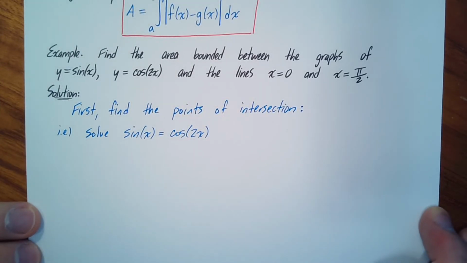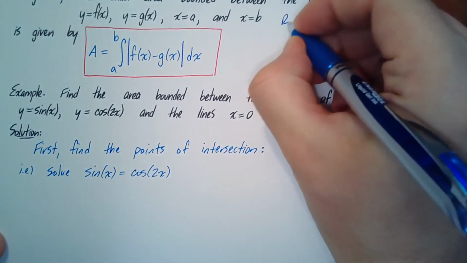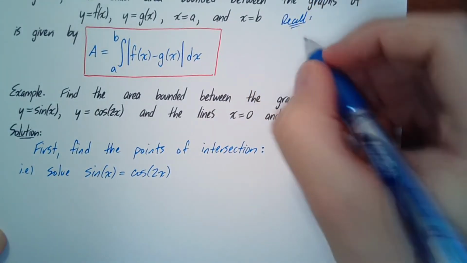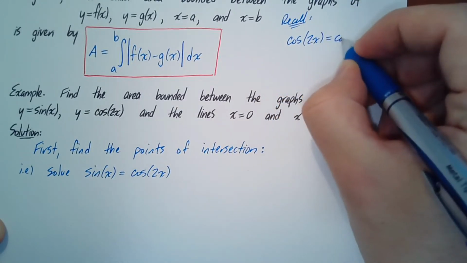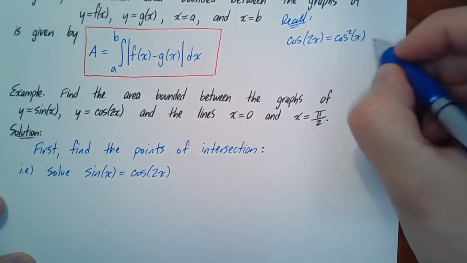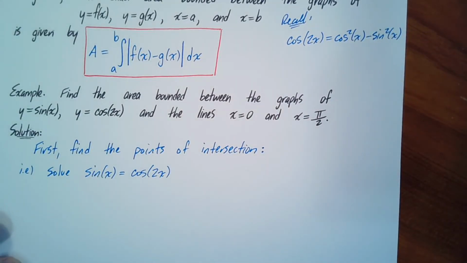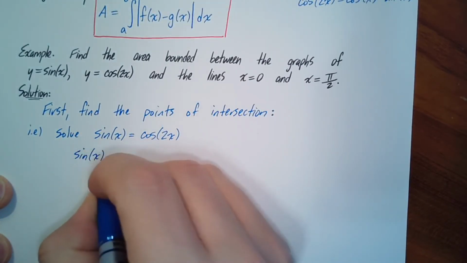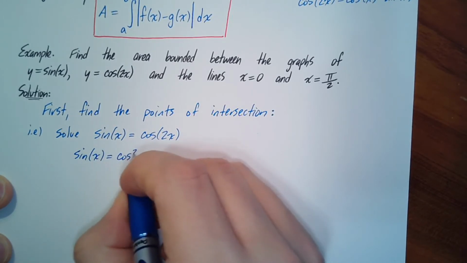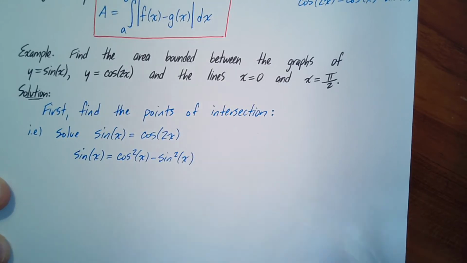So what we're going to do is use one of the double angle identities. Let me remind you that cosine of 2x can be written as cos squared of x minus sine squared of x. That's what we're going to apply here to the right-hand side of this equation. So this is going to turn into sine of x is equal to cos squared of x minus sine squared of x.